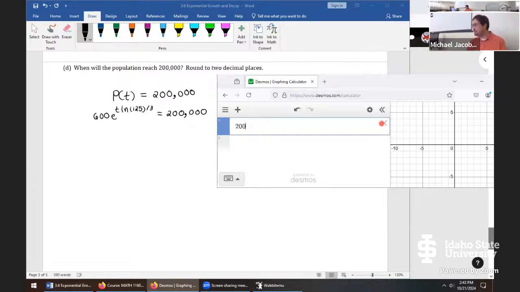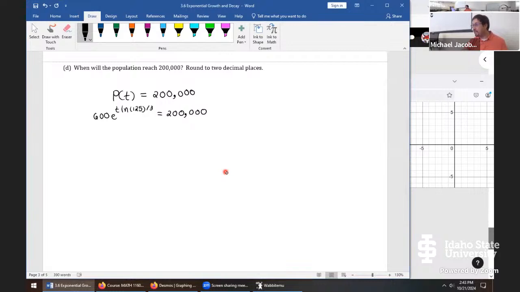Just double checking on my zeros. Divide by 600. Looks like it's 333.3 repeating. So we've got 333. I'll use a repeating symbol, 0.3 bar. e to the power of t, natural log, 125 thirds. So that's always our first step, solving an exponential equation.